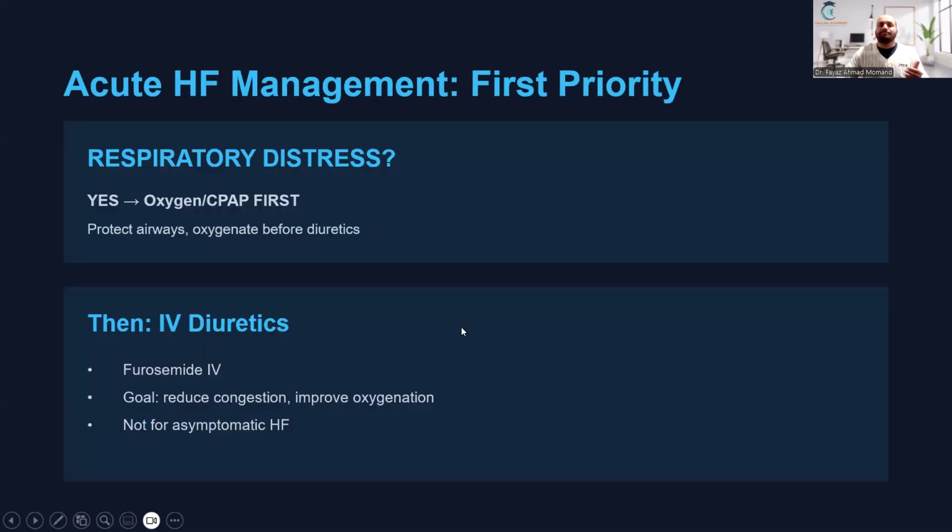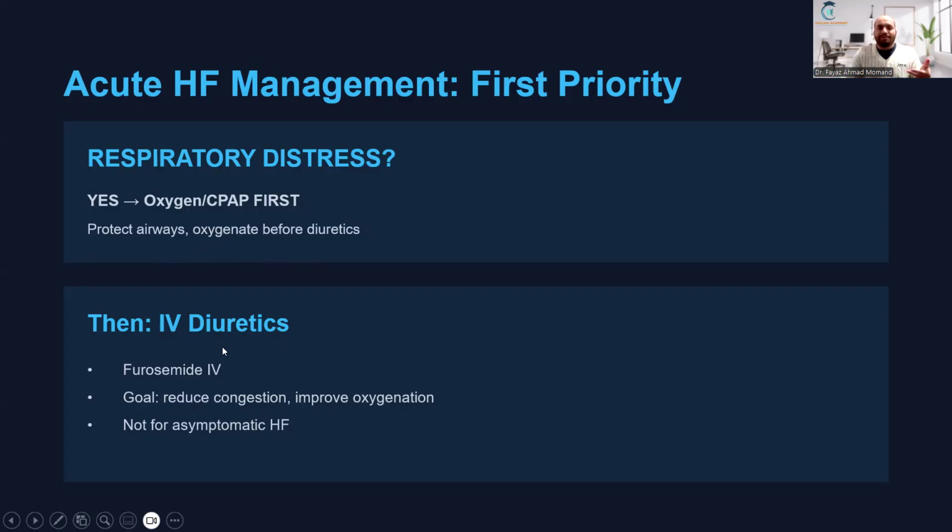All right. Now, if someone comes with acute symptoms, the first priority is, are they in distress? Do they have respiratory distress? Are they desaturating? How is their oxygen saturation doing? Are they low on oxygen? If yes, start them on oxygen. If you think oxygen is not enough, you can do CPAP, or continuous positive airway pressure. Protect the airways. Look for causes that could obstruct the airways. Make sure you're giving them oxygen before you start them on diuretics.